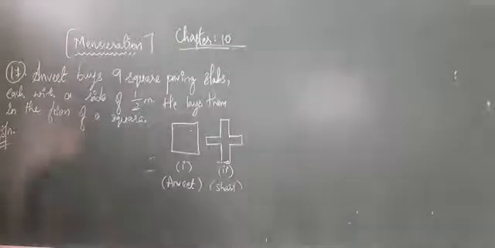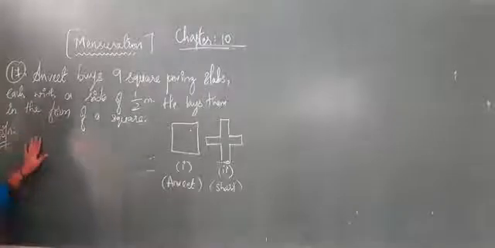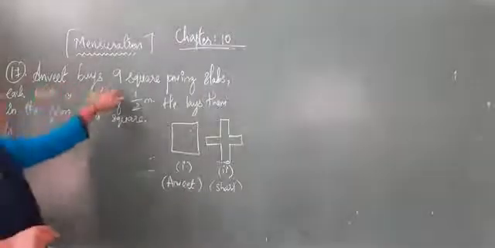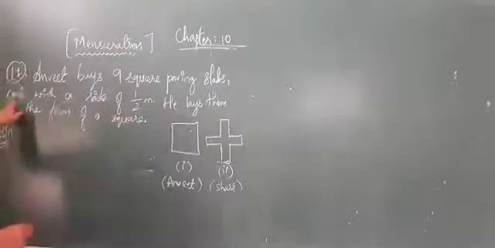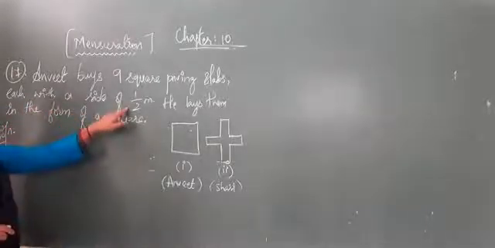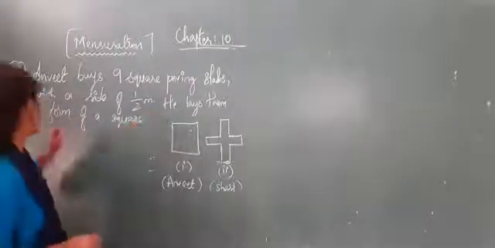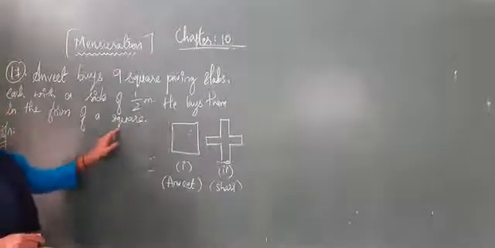So coming to the last question here. Anvit buys 9 square paving slabs, each with a side of half meter. He lays them in the form of a square, right?